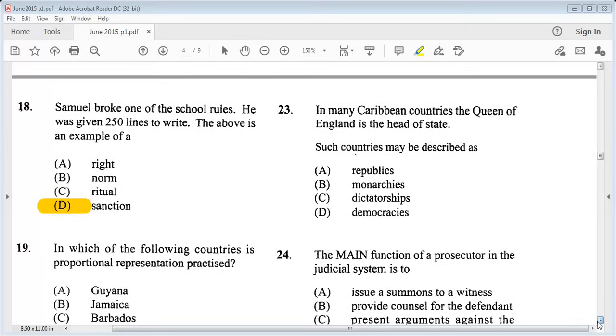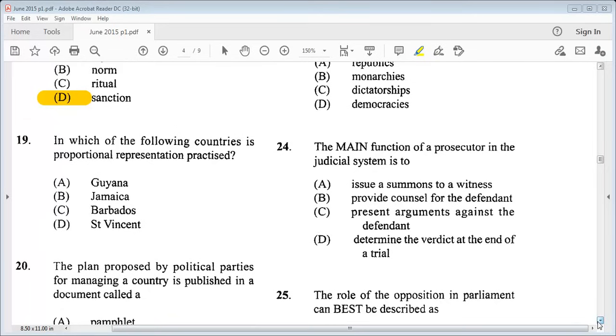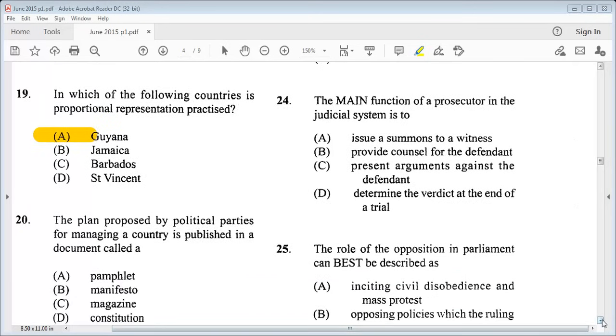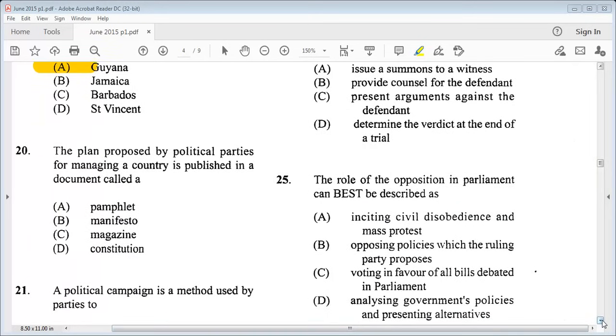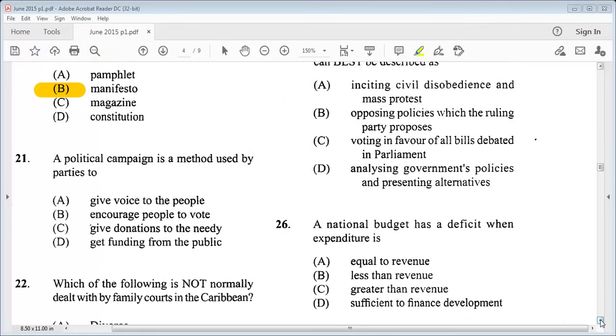19 says, in which of the following countries is proportional representation practiced? The answer is A, Guyana. 20 says, the plan proposed by political parties for managing a country is published in a document called a, it is called a B, manifesto. 21 says, a political campaign is a method used by parties to, answer B, encourage people to vote.